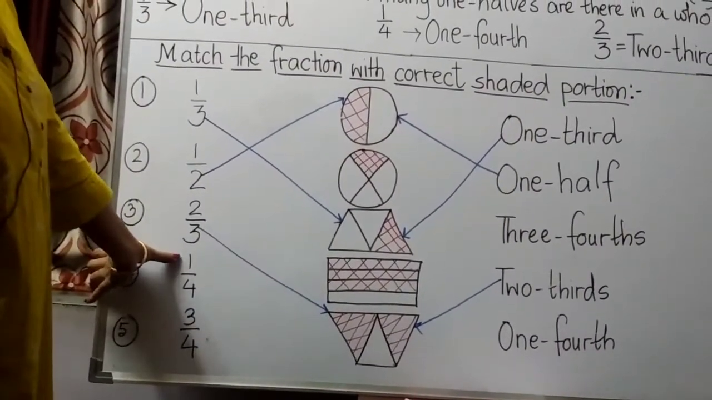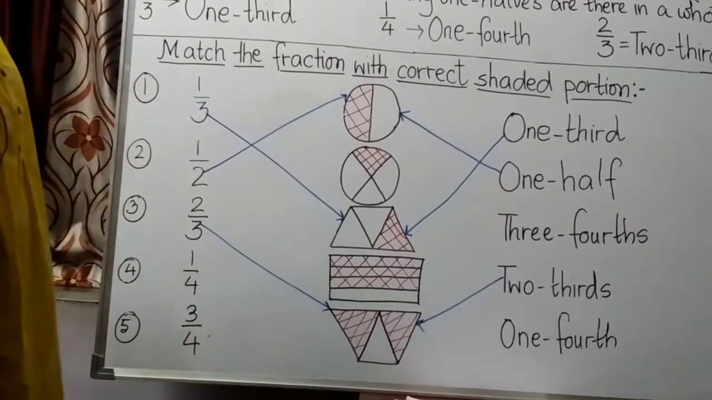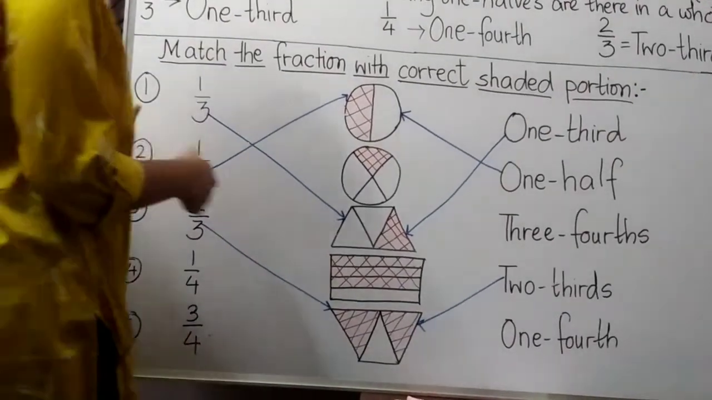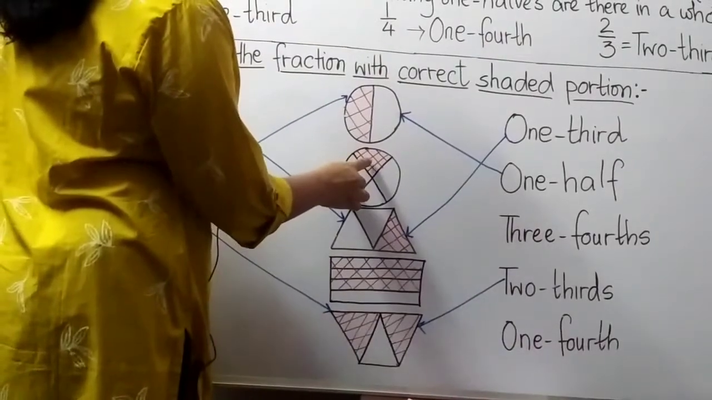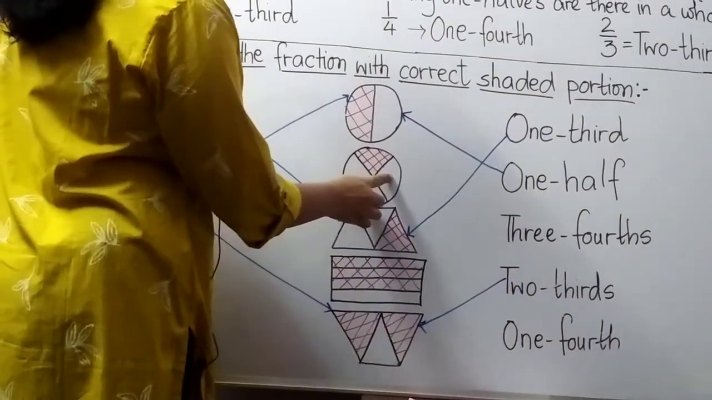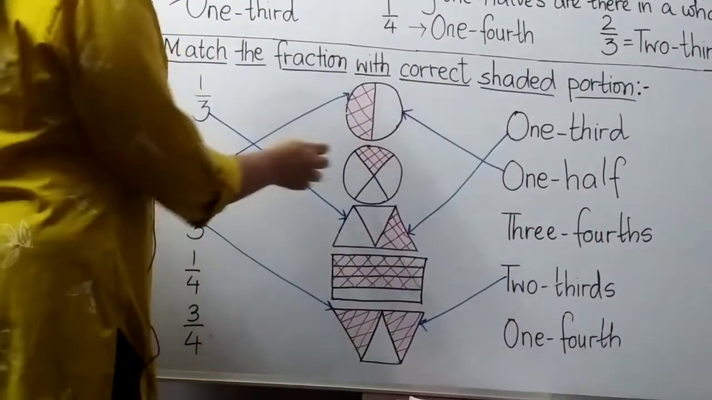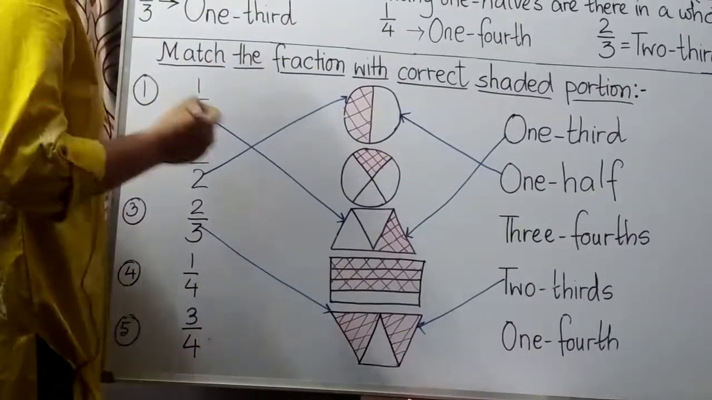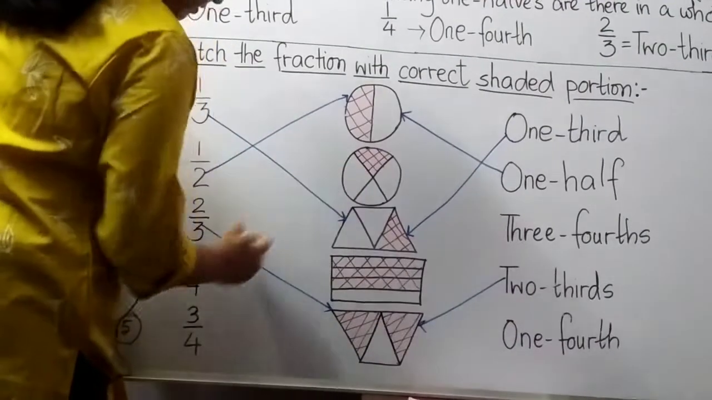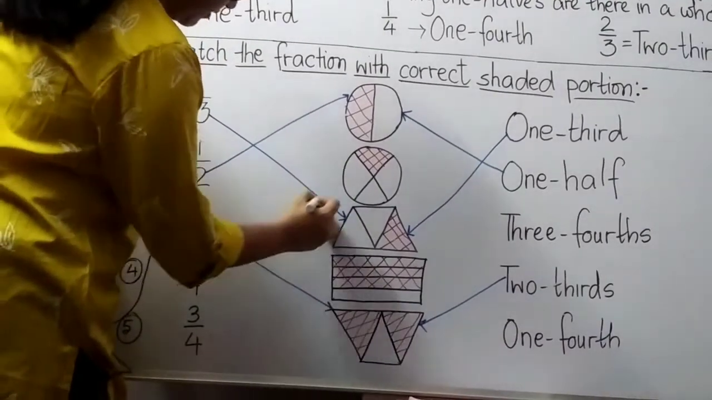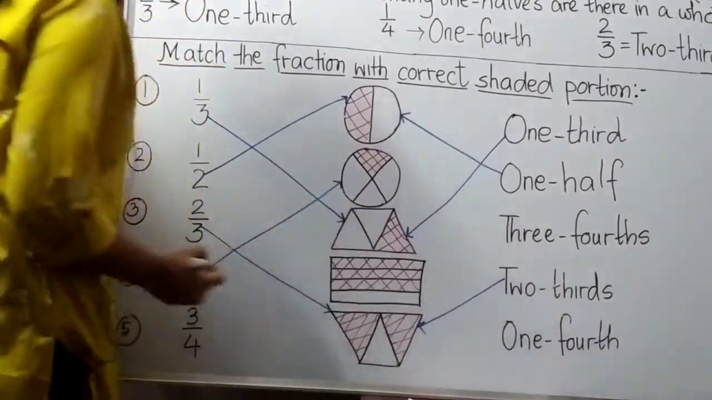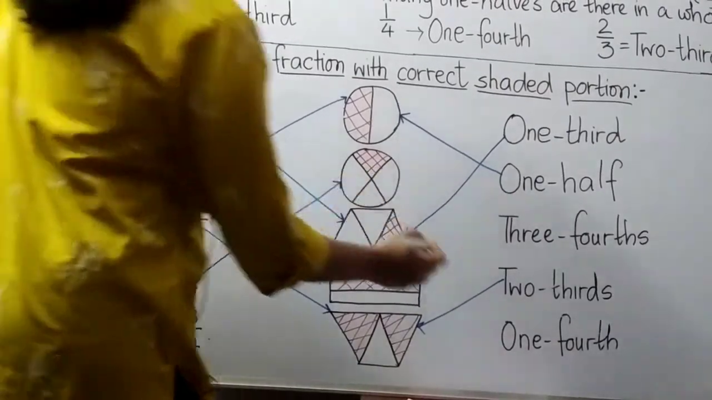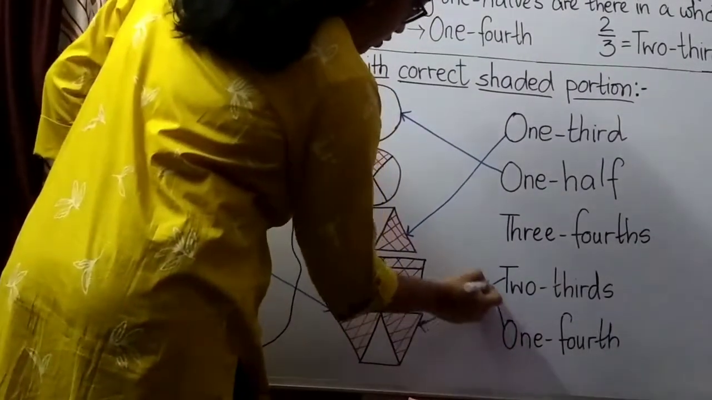Next comes 1/4. Now look at this diagram. Here are 4 parts. 1, 2, 3, 4. So, among the 4 parts, one part is shaded. So, we will match this fractional number with this diagram. 1/4.